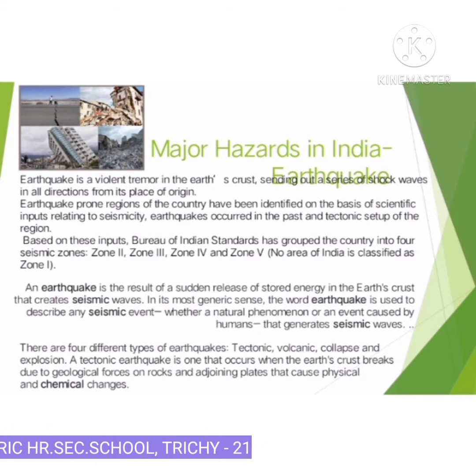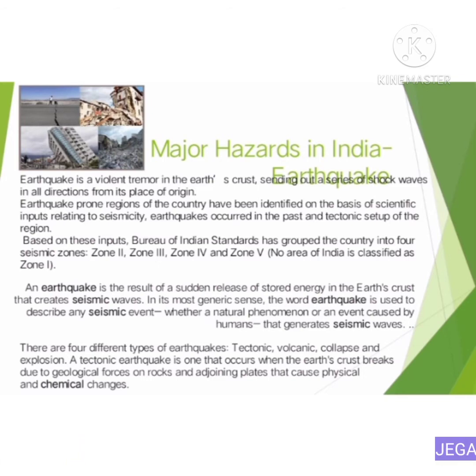An earthquake is the result of sudden release of stored energy in the earth crust that creates seismic waves. In its most generic sense, the word earthquake is used to describe any seismic event, whether a natural phenomenon or an event caused by humans, that generates seismic waves. There are 4 different types of earthquake: tectonic, volcanic, collapse, and explosion. The tectonic earthquake is one that occurs when the earth crust breaks due to geological forces on rocks and adjoining plates that cause physical and chemical changes.